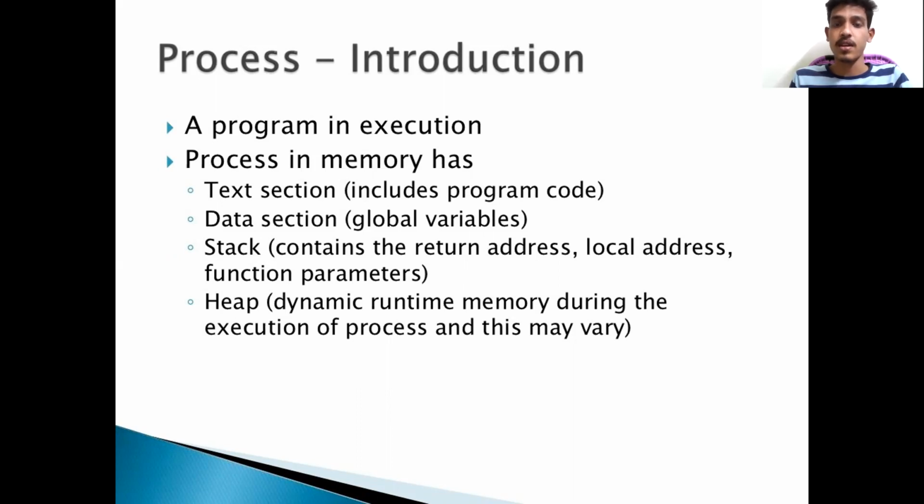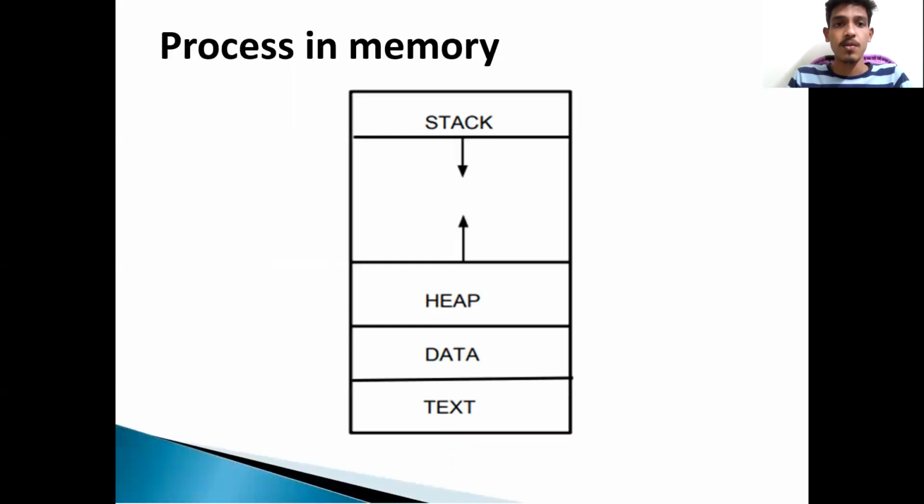Next, stack contains the return address, local variables, function parameters, which is in the program code. Next, heap is dynamic runtime memory during the execution of a process, and this may vary. Heap address is the topmost available address at the top level of the memory. Process in memory. This is the diagrammatical representation.